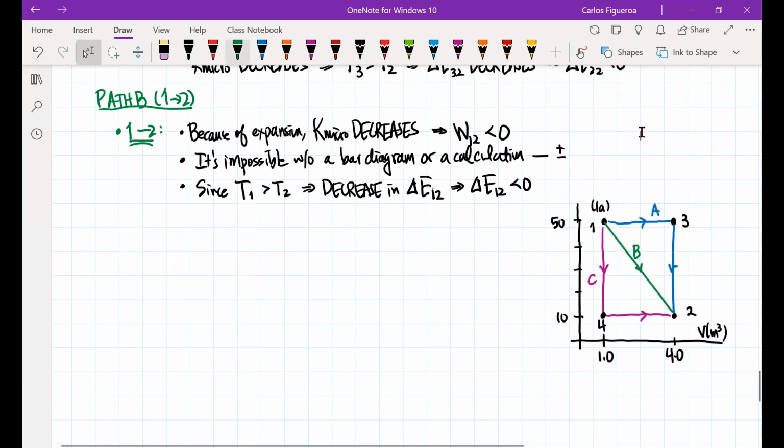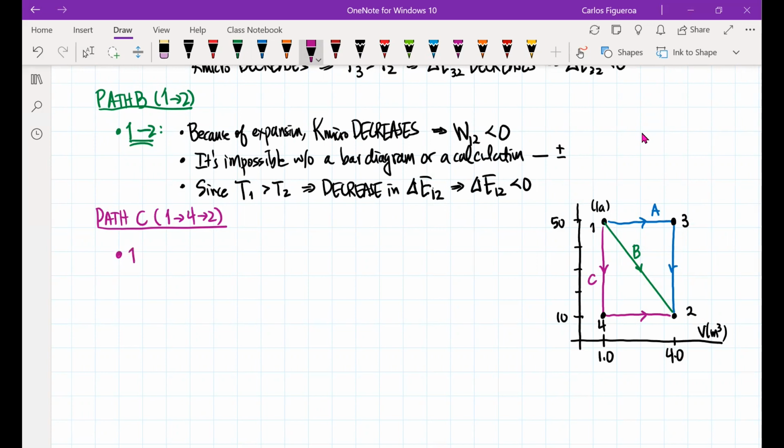So now we are moving in path C. So here's path C, and here we're going from 1 to 4 to 2. So there's 2 parts to the path. So the first path we can see here is that we go from 1 to 4. Note that that is isochoric. So the fact that this is isochoric, that immediately tells me that the work from 1 to 4 has to be 0.